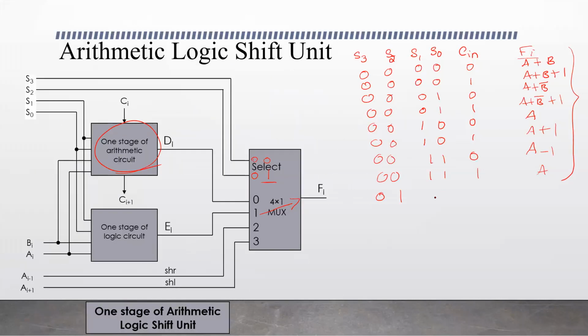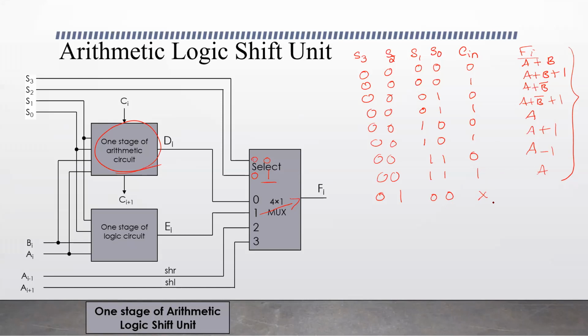Here, the selection input is 0 0. There is no carry for a logic operation, right? Only for arithmetic operations do we take carry in and carry out. So here there is no carry, and in the function table we can denote this by using this cross. This means don't care. We call this a don't care condition.